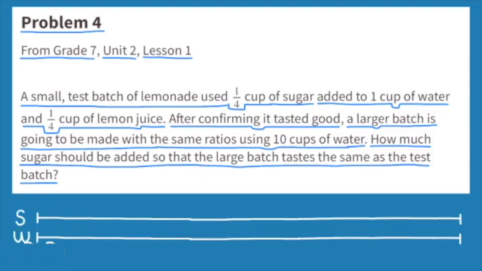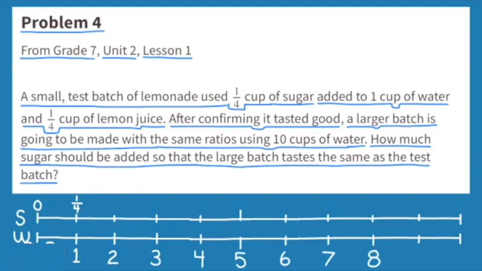I'm going to make a double number line representing cups of sugar and cups of water. I'll put tick marks representing 0 through 10. For 1 cup of water, there's 1/4 cup of sugar. Moving from left to right on the bottom number line that represents cups of water, I can count by ones, all the way through 10 cups. And the top number line represents sugar, so we will be counting by 1/4 cups of sugar.